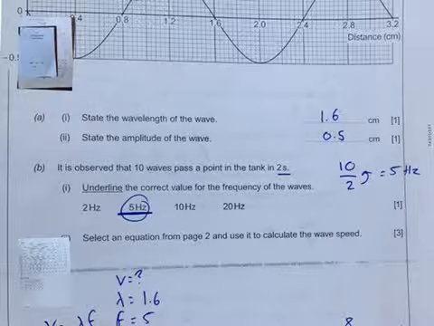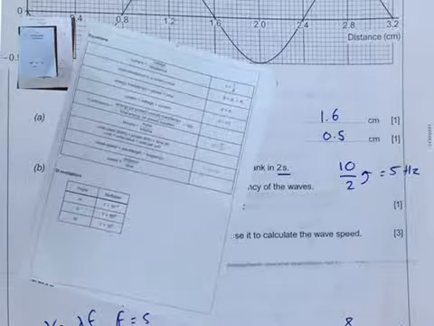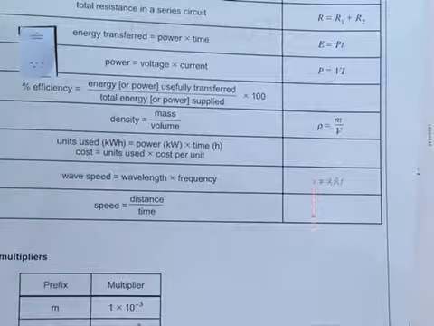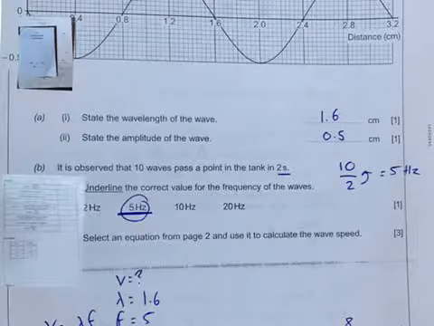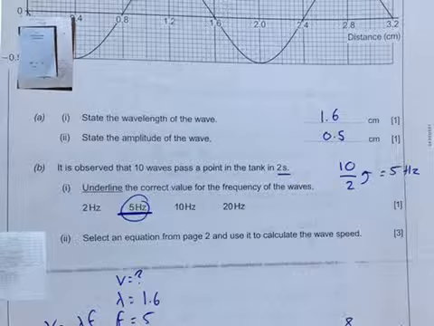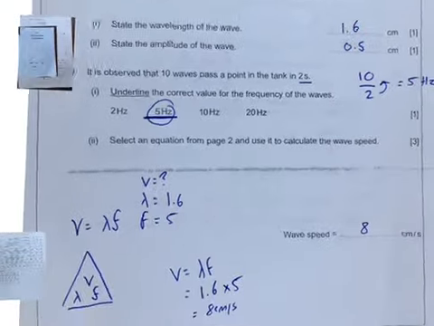Use the second equation from page 2 to calculate the wave speed. Well, let's have a look. Page 2. Wave speed, there it is. It's going to be equal to wavelength times frequency. Well, we just worked out our frequency there, and we know our wavelength from here. So we can just fill in the blanks.